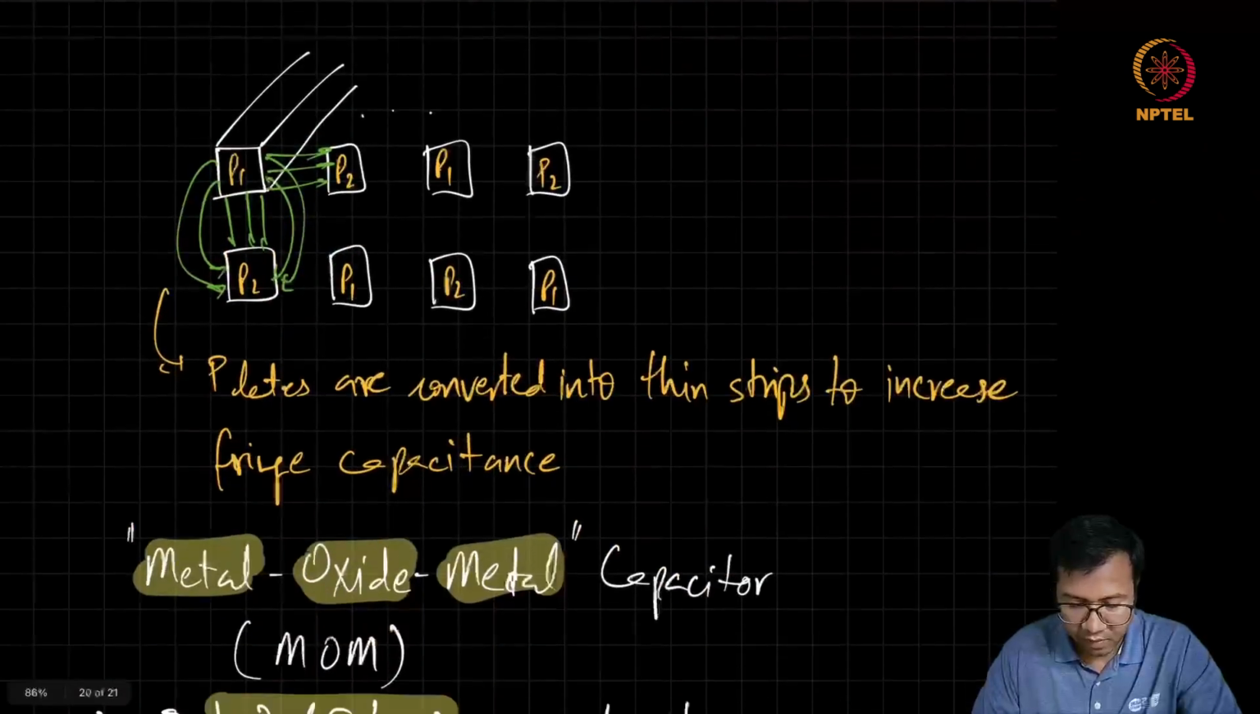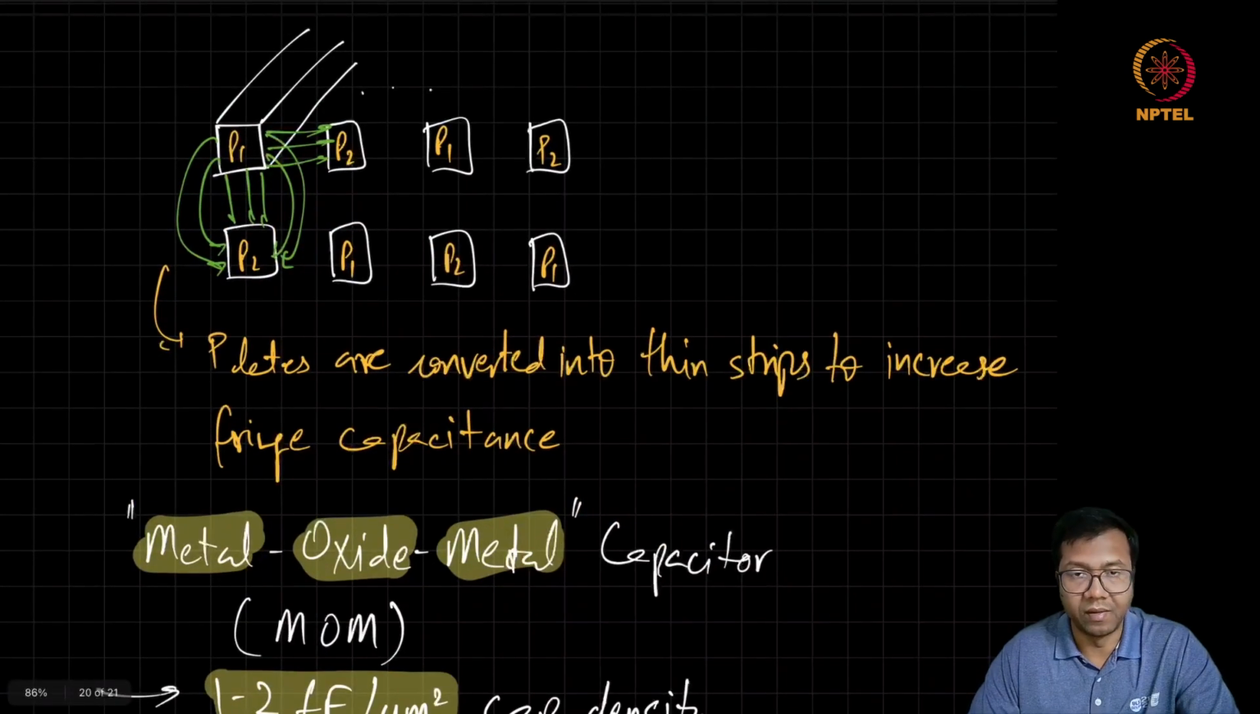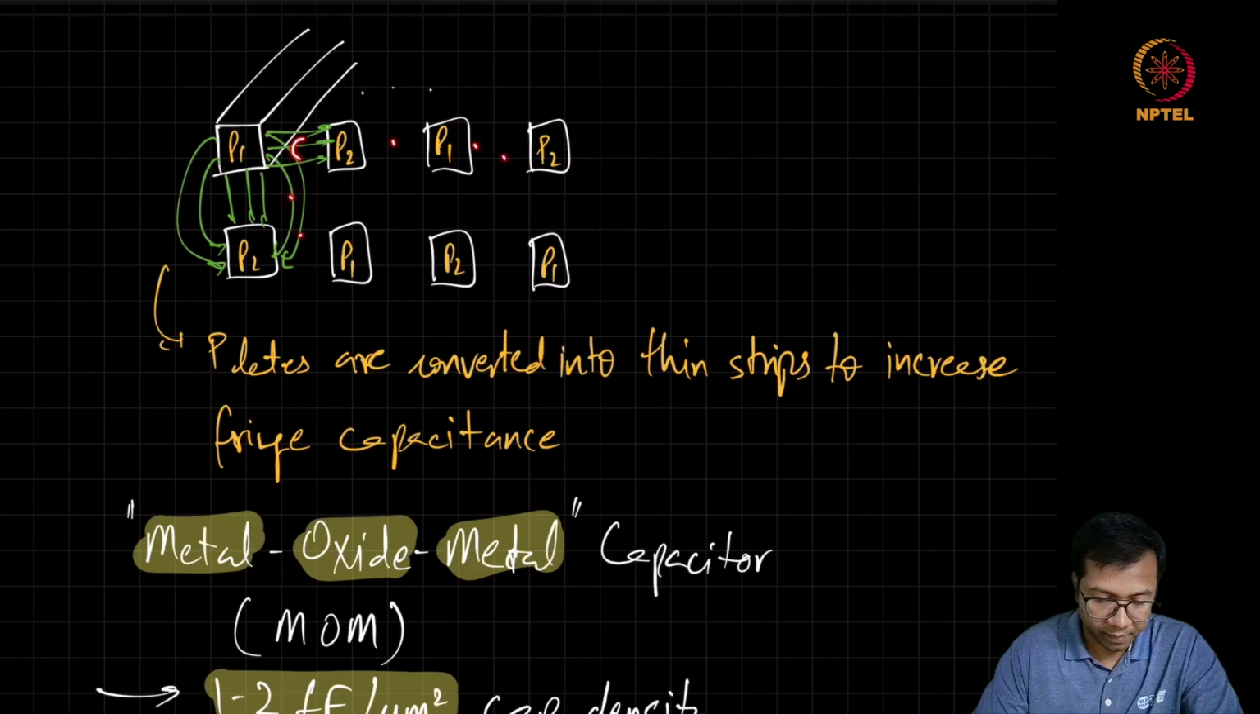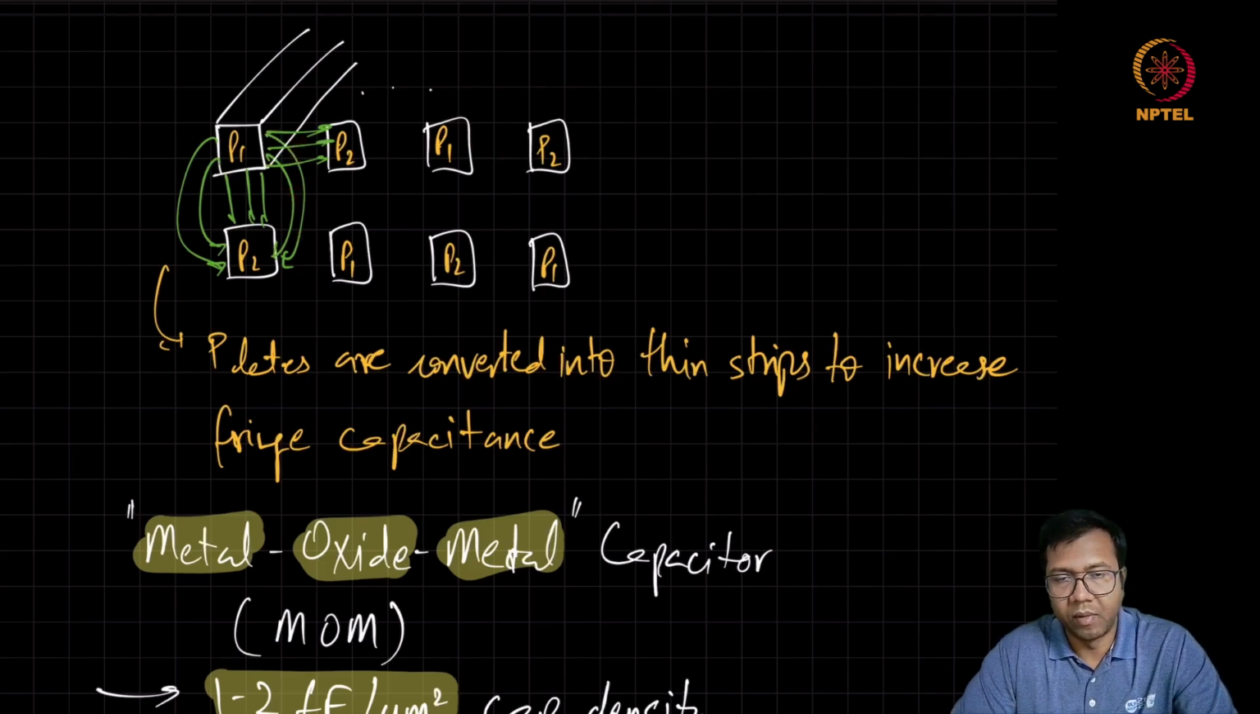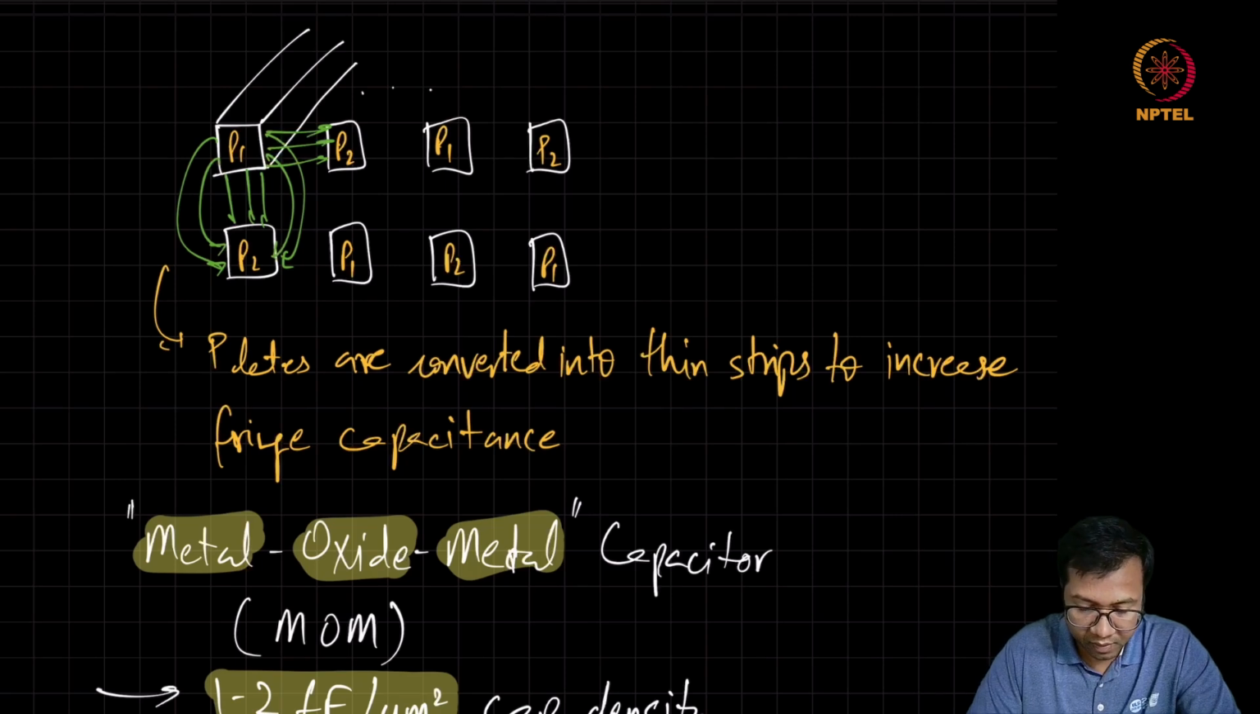Okay, so here we saw that one way to increase the capacitance density is by adding a lot of such strips in the same plane as well as in different layers. But from our understanding about the parallel plate capacitance, we know that this spacing is very crucial in increasing the cap density.